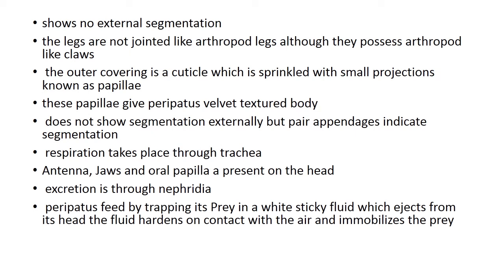Peripatus feeds by trapping its prey in a white sticky fluid which it ejects from its head. The fluid hardens once it comes in contact with the air, and when this is sprayed on top of a prey and hardens, the prey is unable to move, it becomes immobilized.